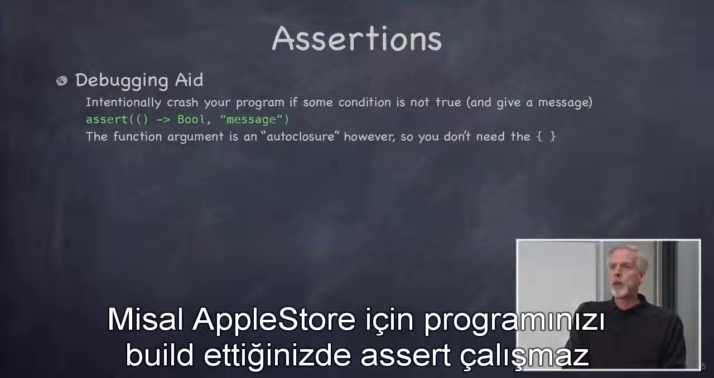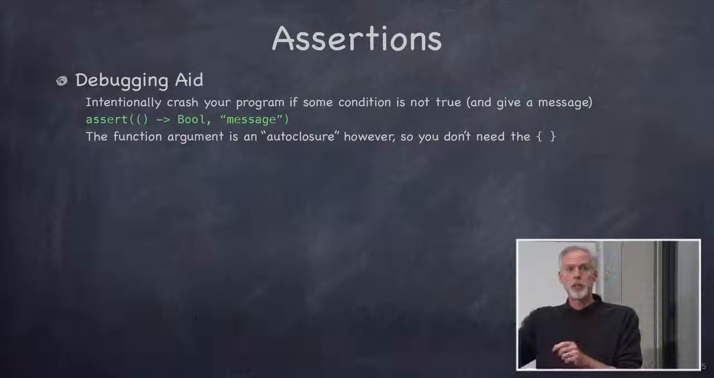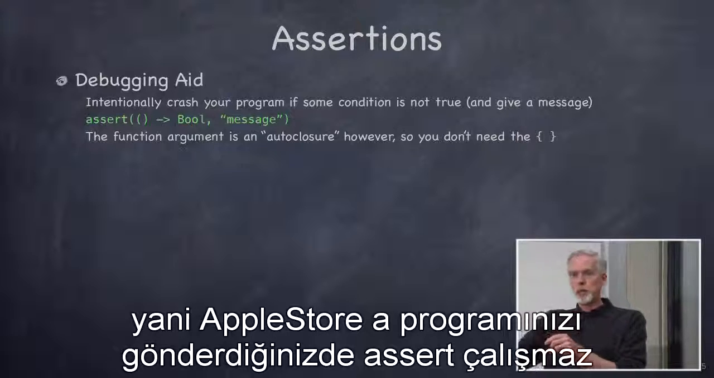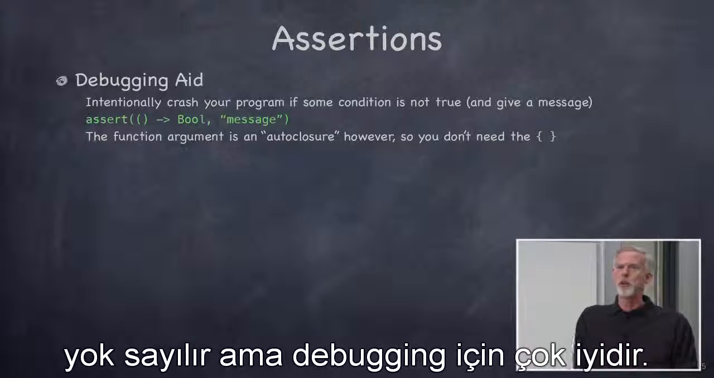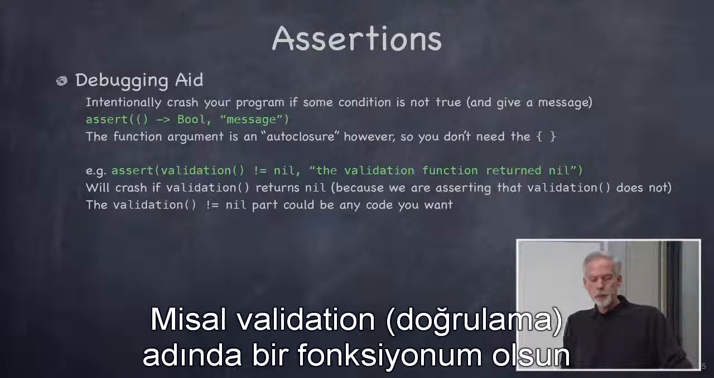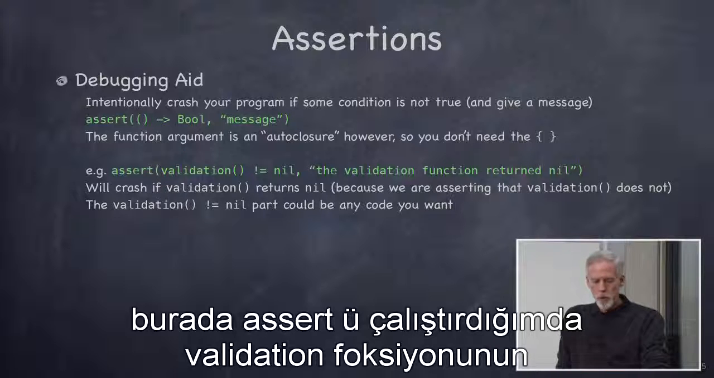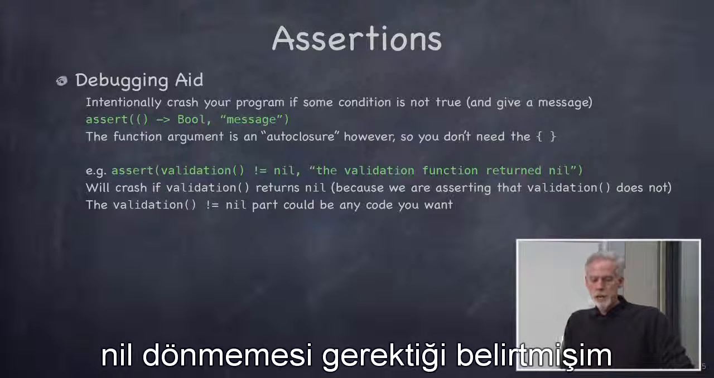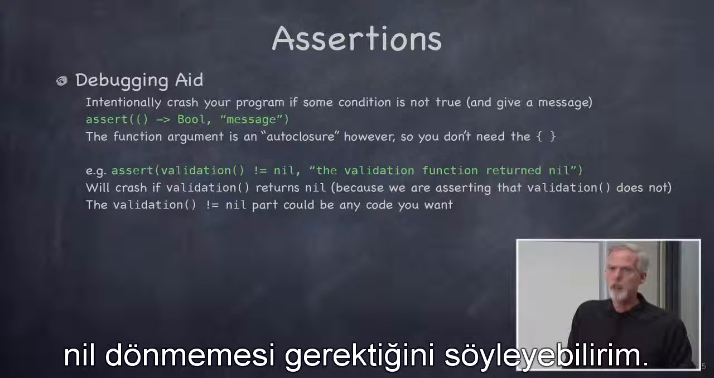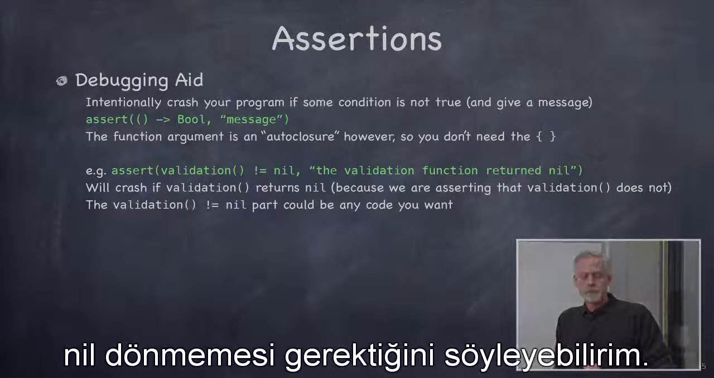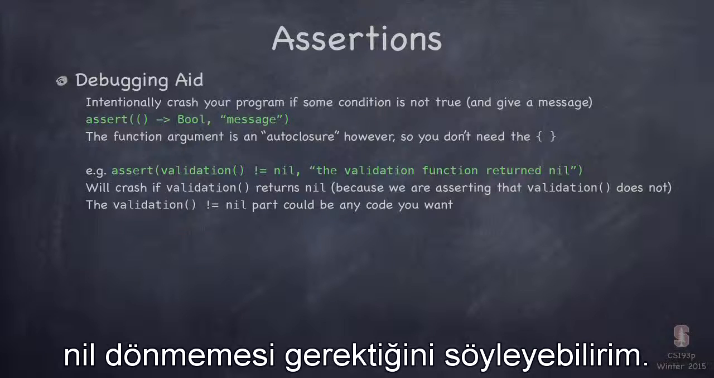Now, asserts don't work when you build your program for release, like to the App Store. When you're shipping to the App Store, asserts don't work. It doesn't even evaluate the closure. It's just ignored. But for debugging, it's pretty good. So I might have a function called validation that should, at this point where I'm executing this assert, not be returning nil. And if it does return nil, then I'm going to crash here. So I say the assertion is that validation should not be nil right now. A lot of languages have assert, so Swift does too.